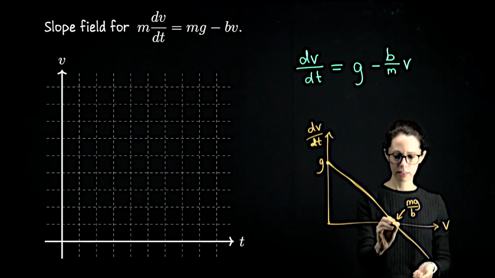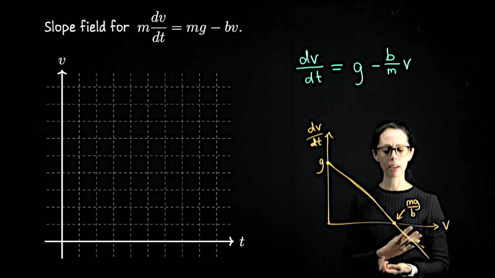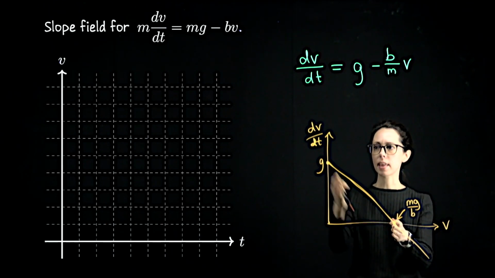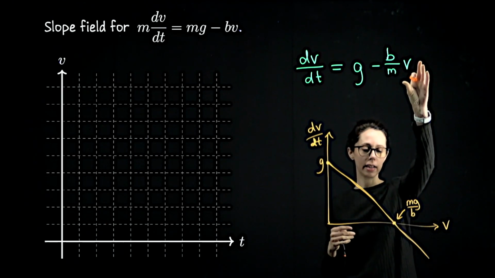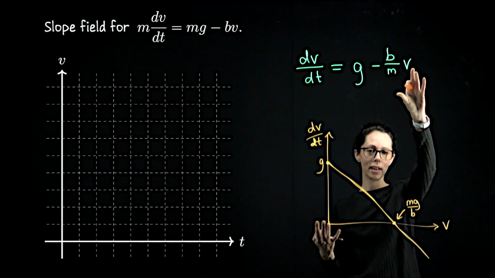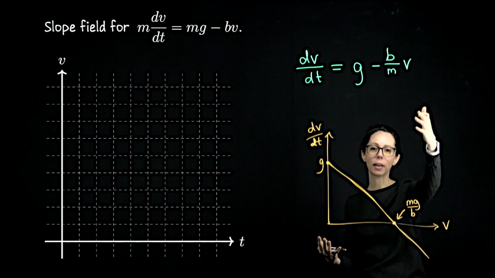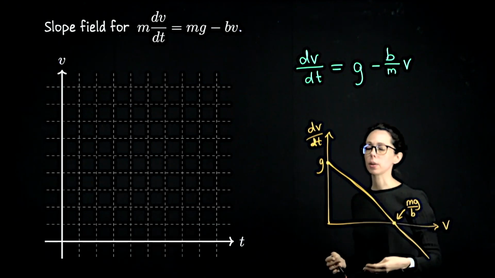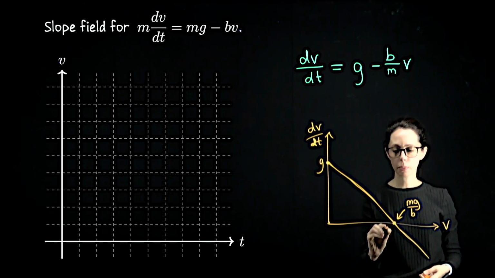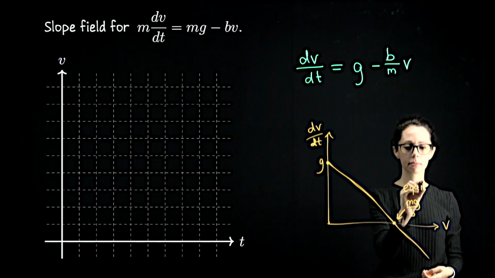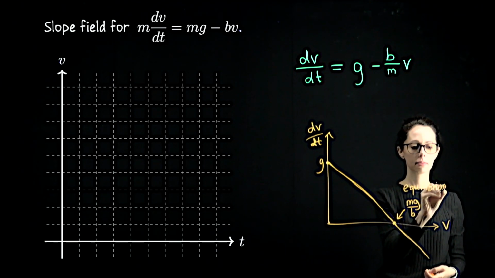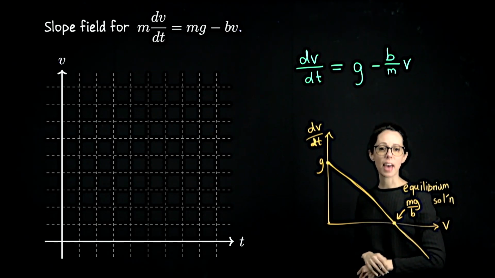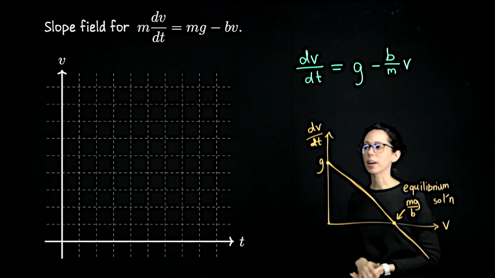Okay, let's figure out what mg over b is. Well, if the velocity is mg divided by b, that means that dv/dt is 0. If you plug in mg over b here, you get 0 on the right-hand side. And that's true regardless of time. So for all time, if the velocity is mg over b, the rate of change of velocity with respect to time is 0. So this is an equilibrium solution. If the velocity is that number, mg over b, it's going to stay there forever.